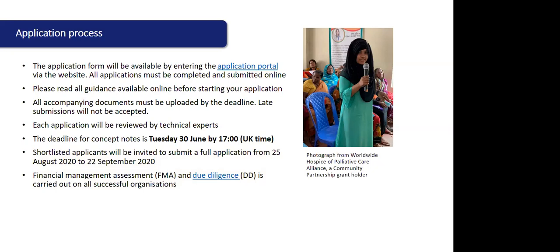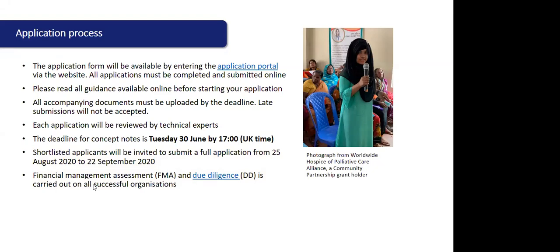Now, there's a lot of guidance available on the UK Direct's website, and we would really encourage you to read all of that guidance before you start your application form. Your application is far more likely to be successful if you follow the guidance available. All accompanying documents requested must be uploaded by the deadline. If you don't upload the required documents, then unfortunately your application will be deemed ineligible.